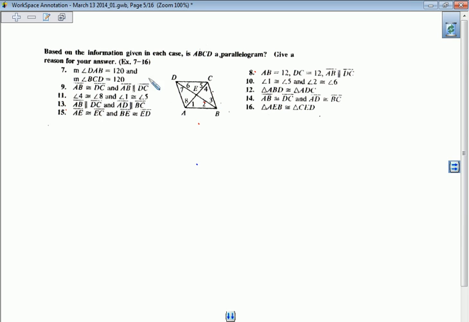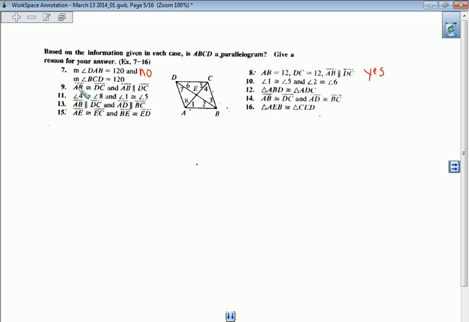The first one, number 7, angle DAB is equal to angle BCD. Okay, so I have one pair of opposite angles congruent. Is that enough? No, it's not. Okay, the next one, I have AB is equal to DC, and AB is parallel to DC. Is that enough? Yes. I have one pair of opposite sides that are both congruent and parallel. Look at your little half sheet. That's one of them.